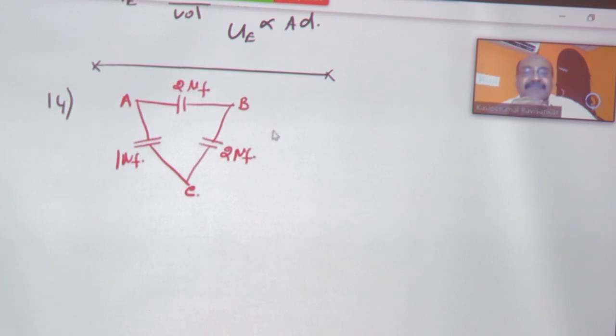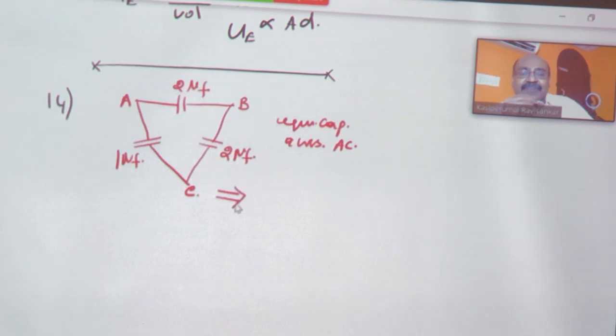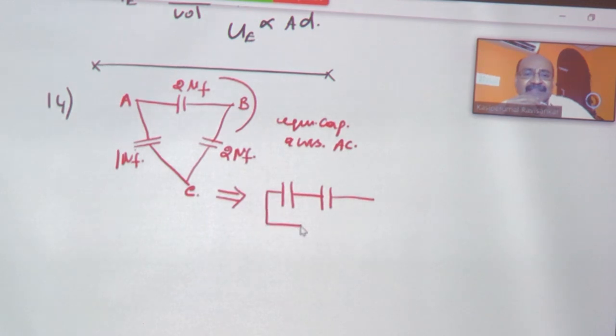What is asked? You are asked to calculate the equivalent capacitance across AC. So if you want to calculate the equivalent capacitance across AC, we can draw the equivalent diagram. See, these two are in series with the parallel. So I can draw like this. This is one capacitor, this is one capacitor. These two capacitors are in series, and these are in parallel with what? Parallel with this third capacitor.